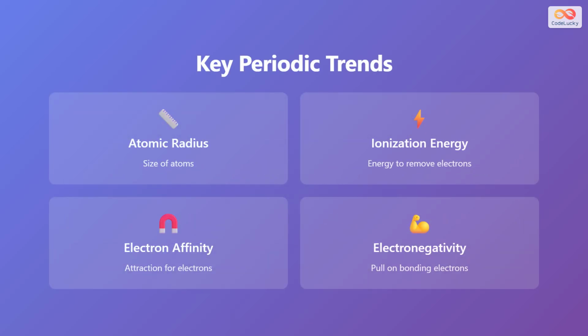There are four key periodic trends we need to understand. First is atomic radius, which measures the size of atoms. Second is ionization energy, the energy required to remove electrons from an atom. Third is electron affinity, which describes how strongly an atom attracts additional electrons. And fourth is electronegativity, which measures an atom's pull on bonding electrons when it forms chemical bonds. Each of these properties changes in predictable ways as we navigate the periodic table.